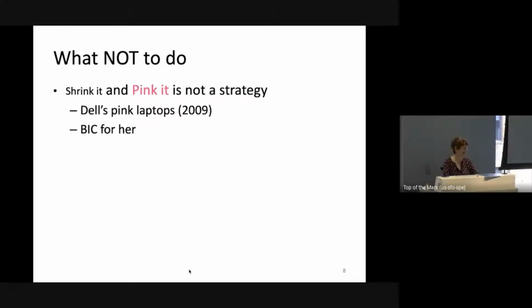Shrink it and pink it. This is not a good strategy. You can find this very easily on the web. It's a real thing. One great example: Dell's pink laptops, 2009. Dell decided they wanted more money from women. They wanted to expand their market. So they said, great idea. We're going to paint our laptops pink, or at least a certain number of them. And we're going to have a website to go with it, with recipes and stuff. It's going to be awesome.